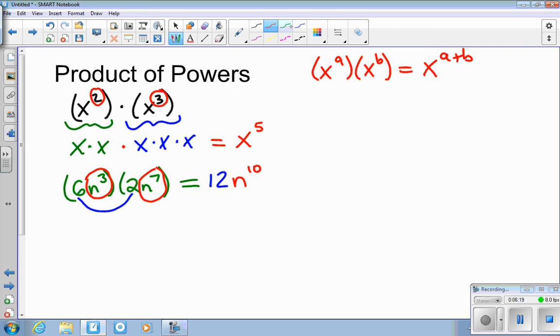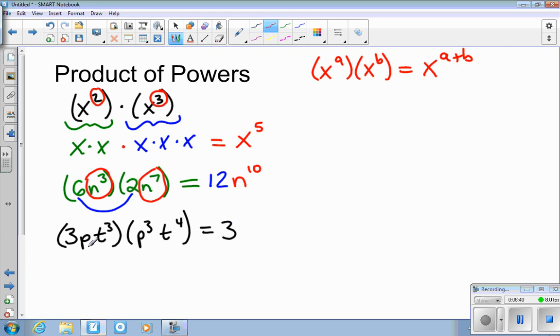Another example would be 3pt cubed times p cubed t to the 4th. So this, I'm going to multiply numbers, but I see 3, and there's a 1 here, so 3 times 1 is 3.